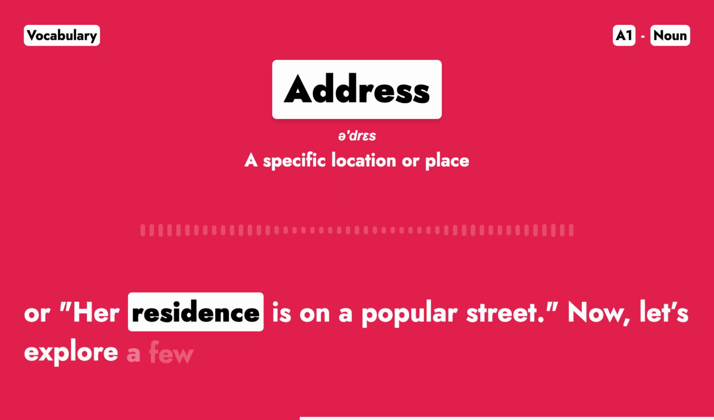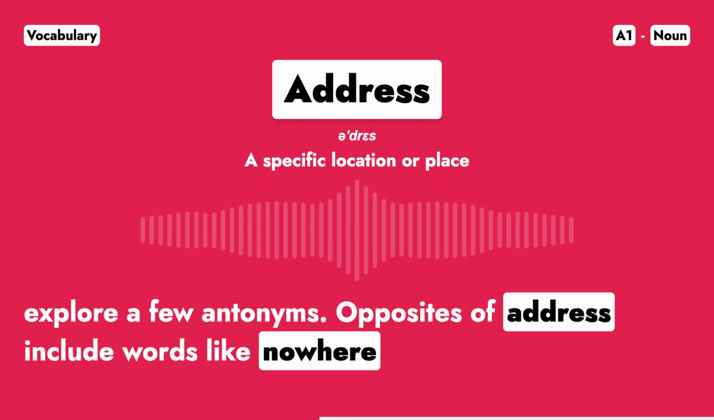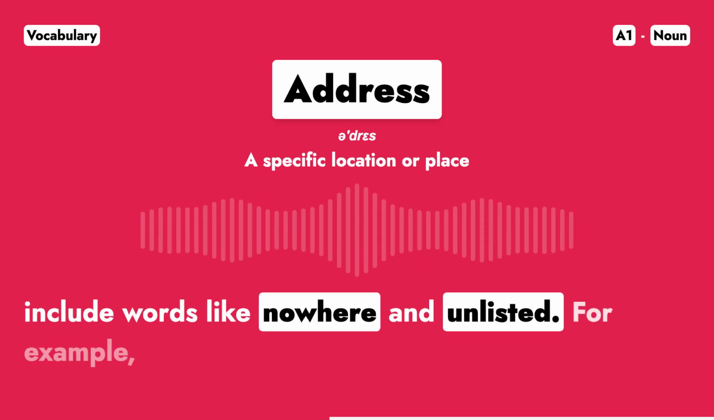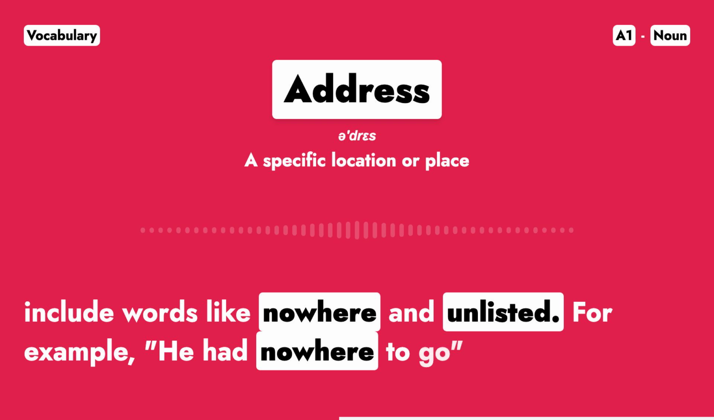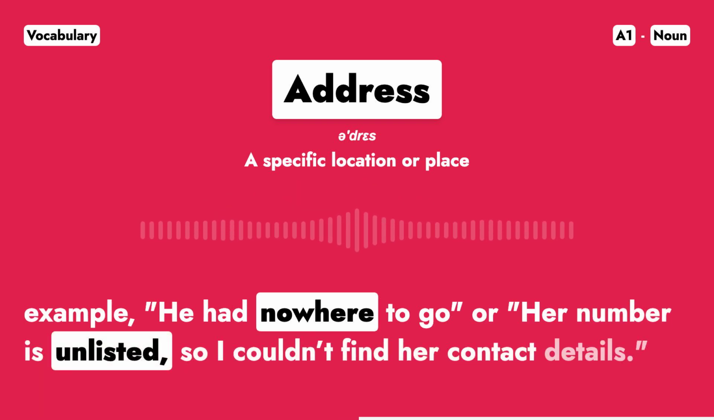Now, let's explore a few antonyms. Opposites of address include words like nowhere and unlisted. For example, he had nowhere to go, or her number is unlisted, so I couldn't find her contact details.